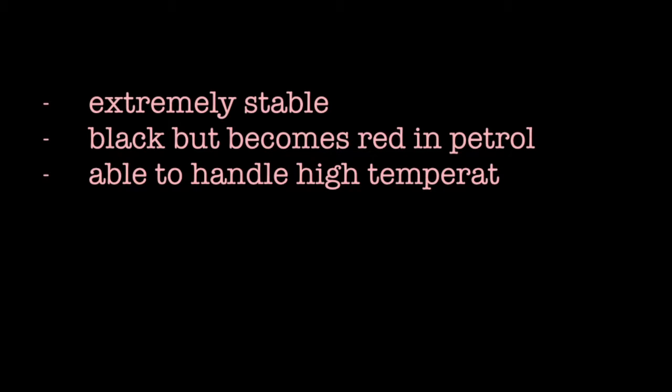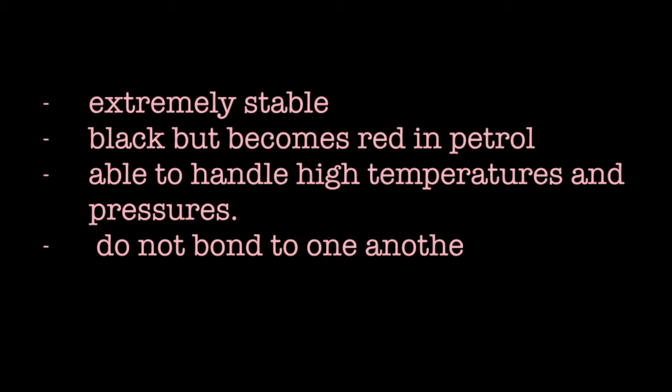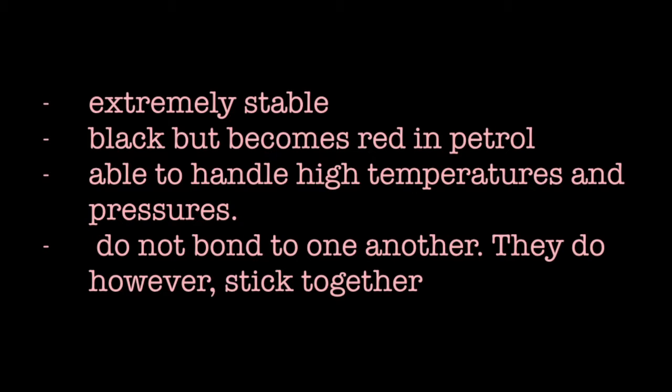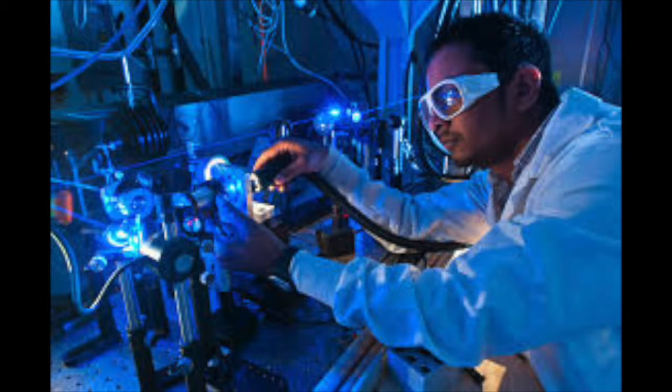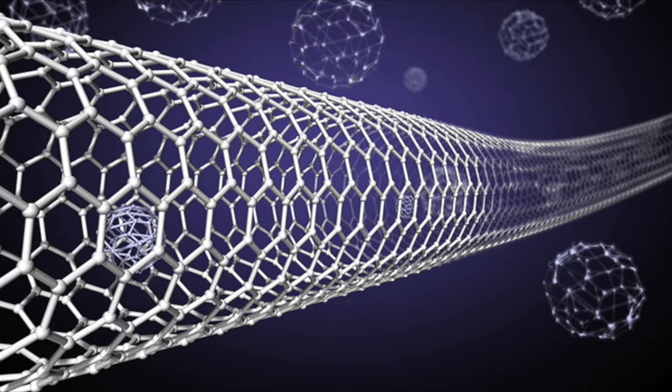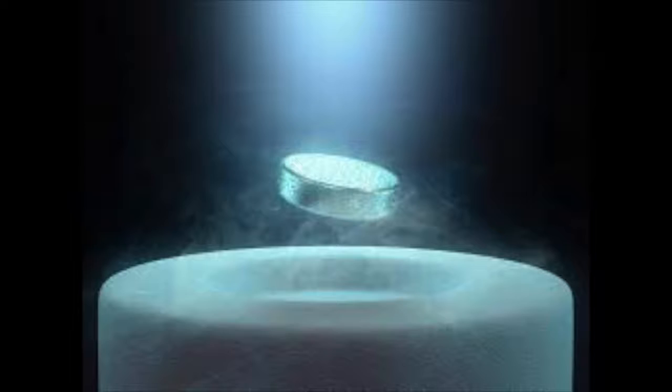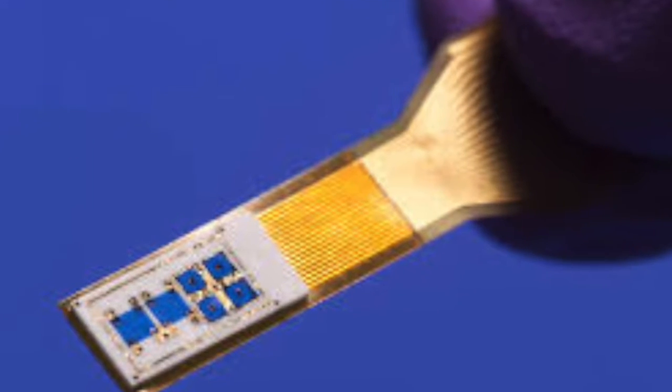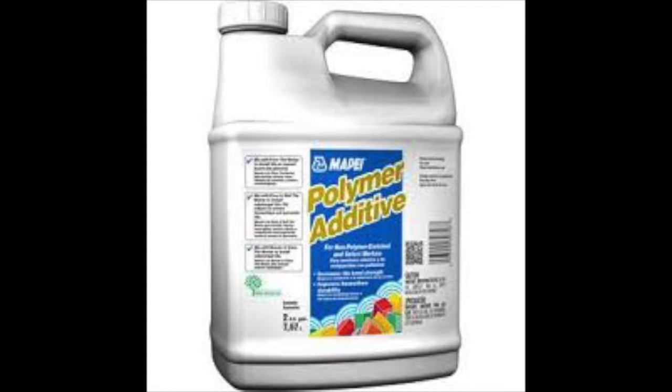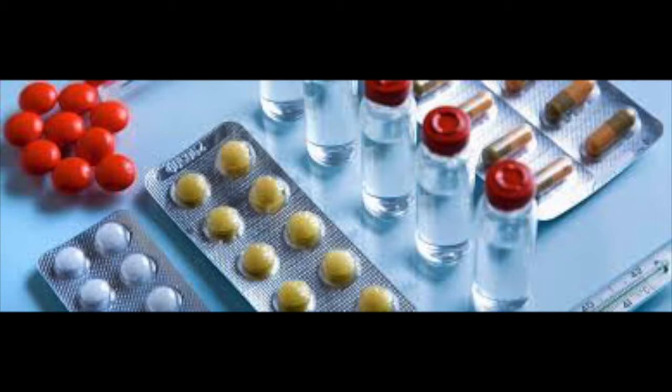The C60 model was found to be extremely stable, is black but becomes red in petrol, is able to handle high temperatures and pressures, and although they do not bond to one another, they do however stick together. Buckyballs have been the subject of intense research because of their unique qualities and their technological applications, especially in materials science, electronics, and nanotechnology. Buckyballs or fullerenes are used as superconductors, lubricants, chemical sensors, as catalysts, polymer additives, and antioxidants. They also have many medical uses as pharmaceuticals, targeted cancer therapies, and optical devices.